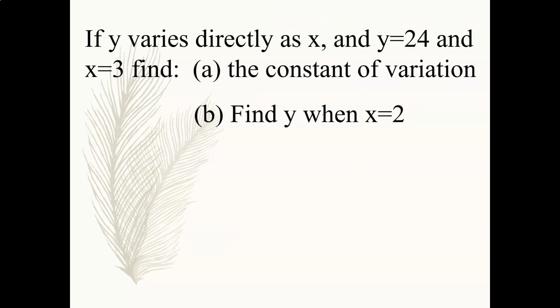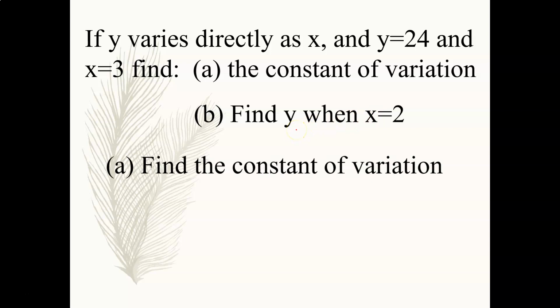For example, if y varies directly as x, and y equals 24 when x equals 3. First thing you will do is find the constant of variation. What is k? After you find the value of k, next you are going to solve for the value of y when x is equal to positive 2. So first, find the constant of variation with the equation y equals kx, or y varies directly to x.